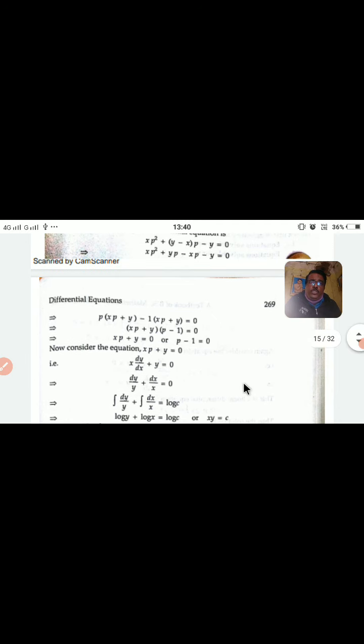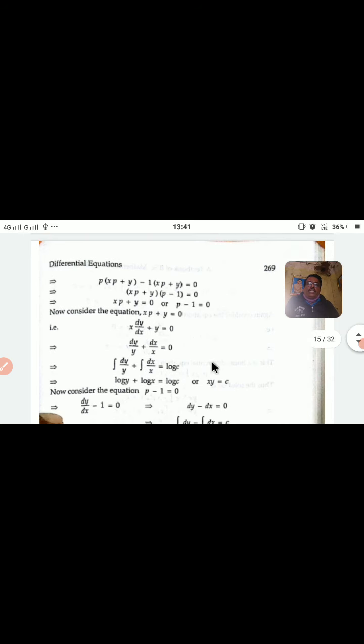Okay, so this is equal to 0 now. Then again in these two terms, xp plus y is common, and in the bracket we are left with p minus 1, which is equal to 0. So then this gives xp plus y equal to 0.